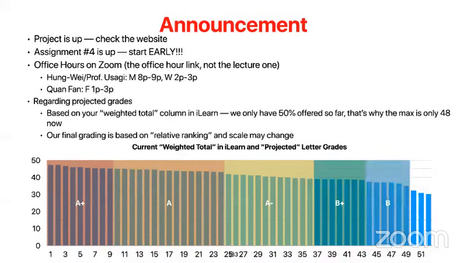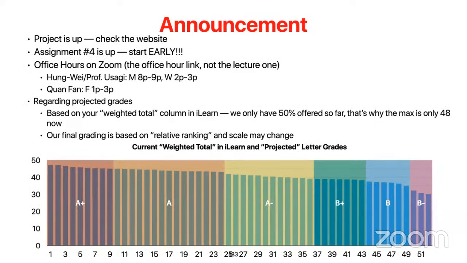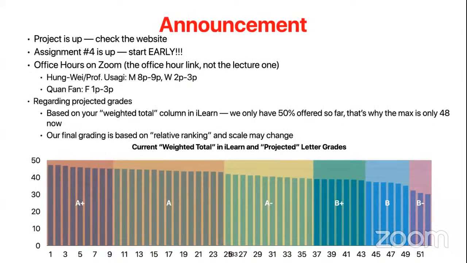And here is the projected letter grade that I have. So far, I plan to give all of you grades above a B minus, if I don't find any cheating case, if I feel like every one of you is working hard toward the quarter and trying to focus on the most important things that I want to teach you. But if I do find there are some integrity issues among our students, I might change my mind. So here is my current planning about the grading, but it could change. And again, it's based on relative ranking.